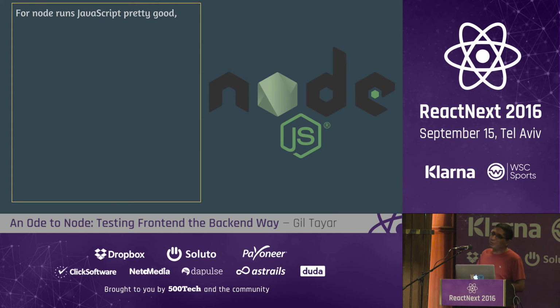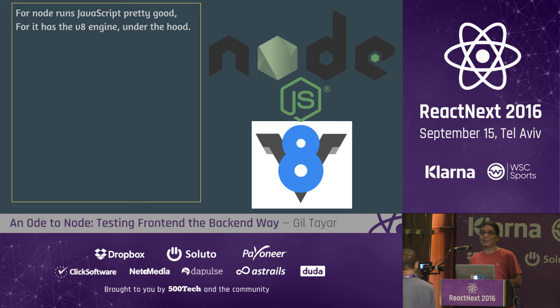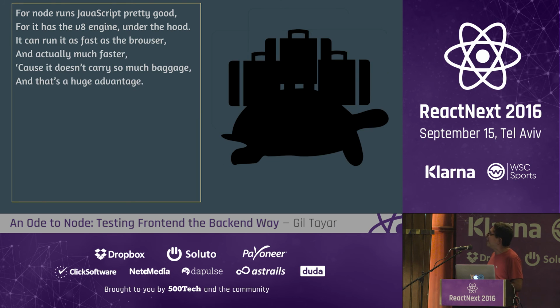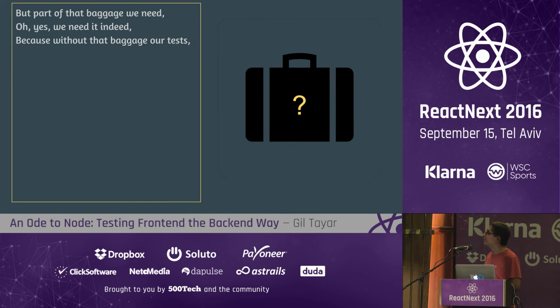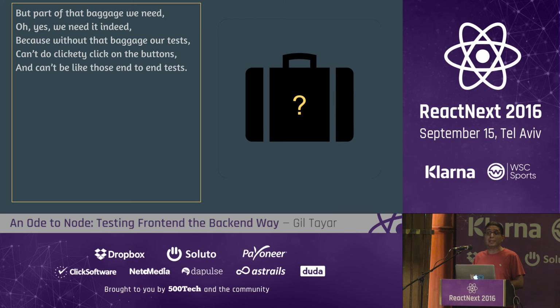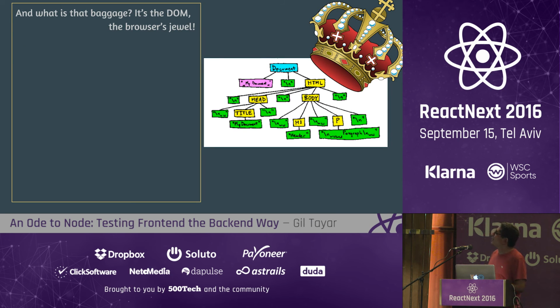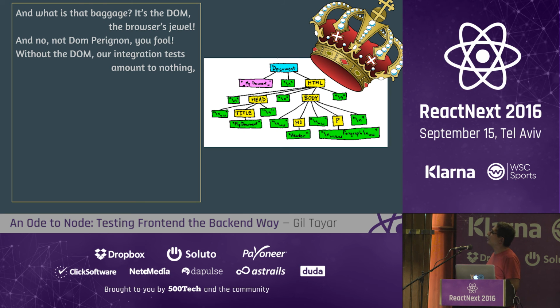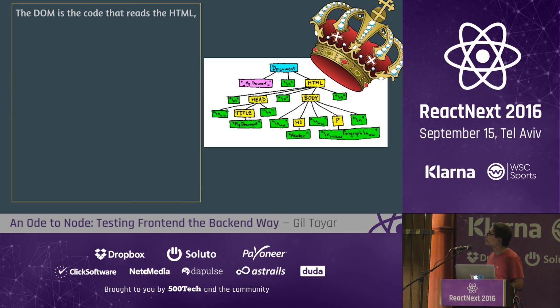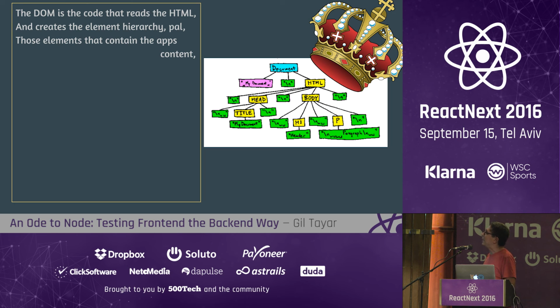For Node runs JavaScript pretty good, for it has the V8 engine under the hood. It can run it as fast as the browser, and actually much faster, because it doesn't carry so much baggage, and that's a huge advantage. But part of that baggage we need. Oh yes, we need it indeed. Because without that baggage, our tests can't do clickety-click on the buttons and can't be like those end-to-end tests. And what is that baggage? It's the DOM, the browser's jewel. And no, not Dom Perignon, you fool. Without the DOM, our integration tests amount to nothing. End of discussion. The DOM is the code that reads the HTML and creates the element hierarchy, pal. Those elements that contain the app's content, these elements, they respond to a user's event.